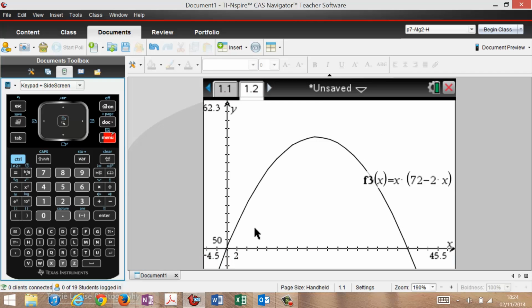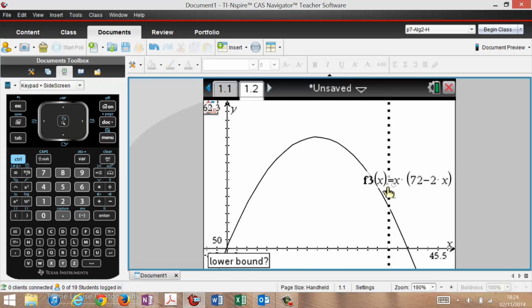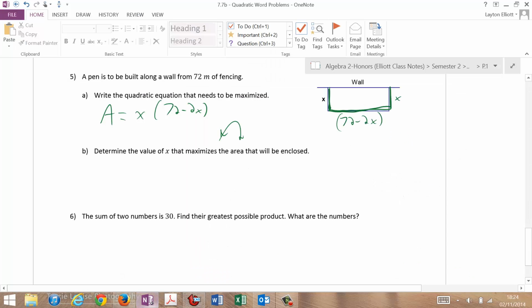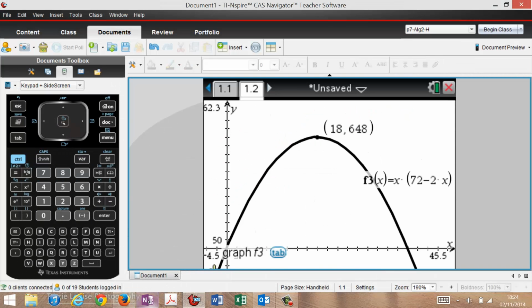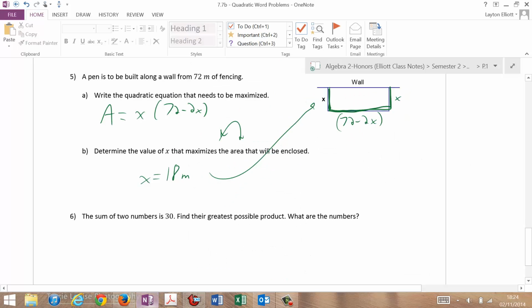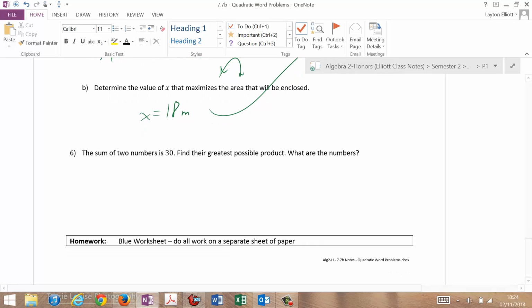So then I'm going to find a maximum. Menu, analyze graph, max, left, right, and I've got an ordered pair of 18, 648. So let's go back to here. The value of x, that would be x equals 18 meters. And that's the value of x that would maximize the area. And by the way, the max area would be 648 meters squared. Finally, it says the sum of two numbers is 30.